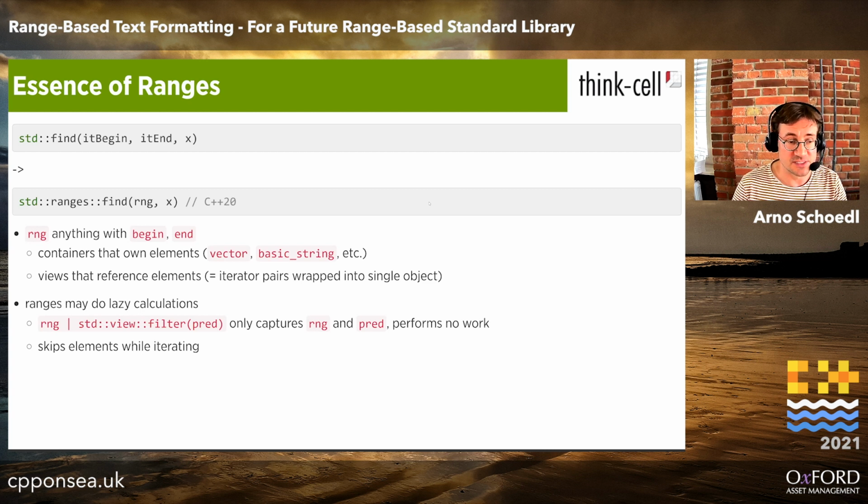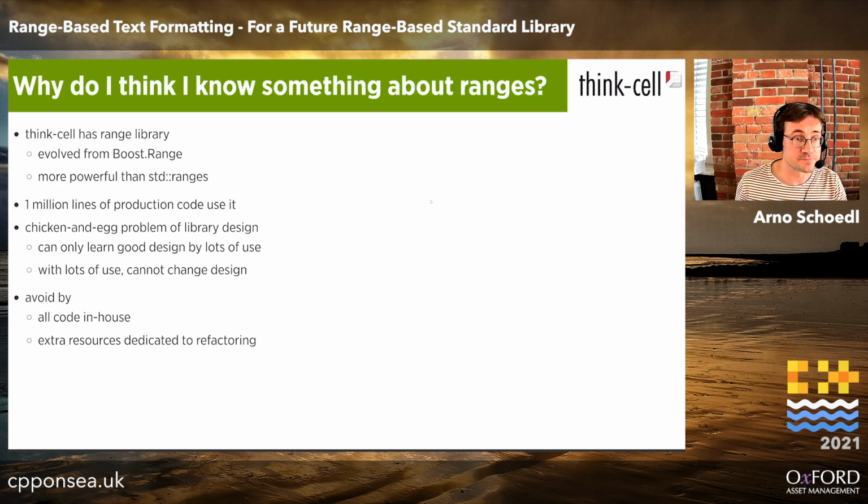So in the standard library with the pipe syntax, you can have a range and filter it according to a predicate. And when you're writing such an expression, nothing will happen. There's no work being done immediately. Just the range and the predicate are being captured, and only when you start iterating over the elements will it skip the elements that don't pass the filter.